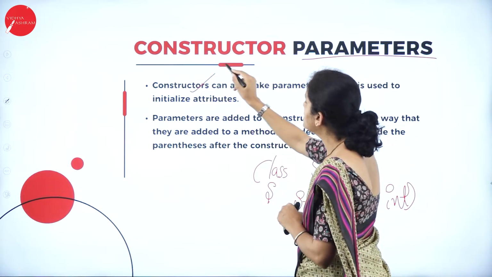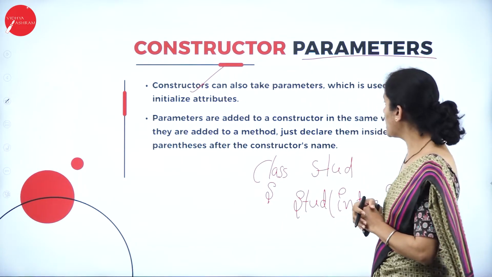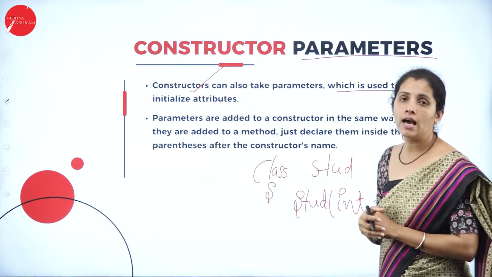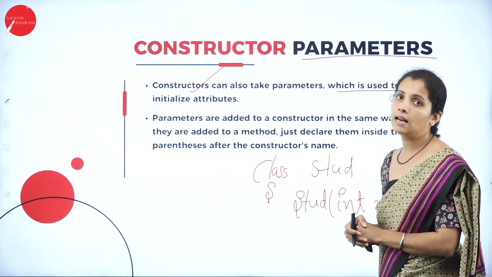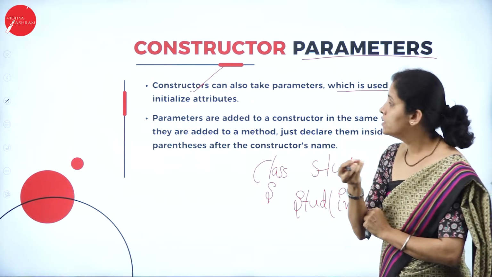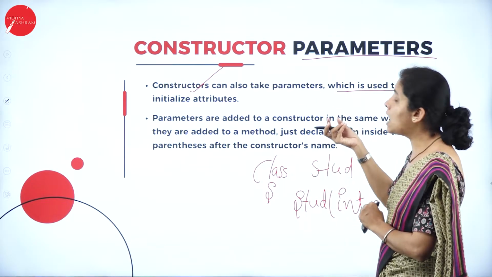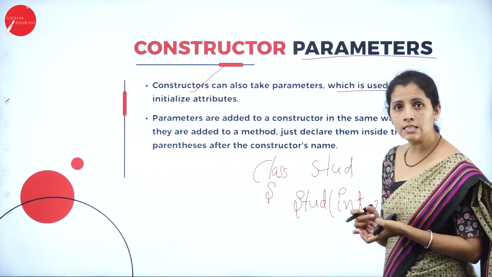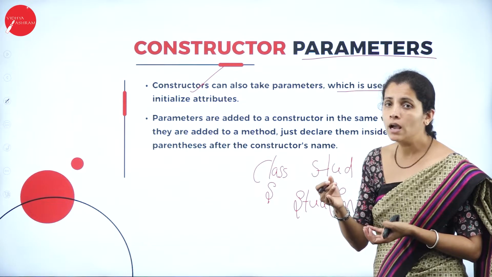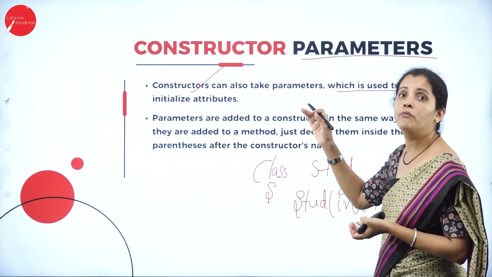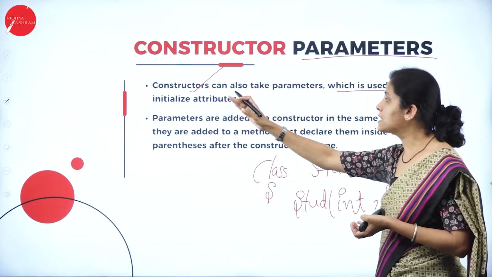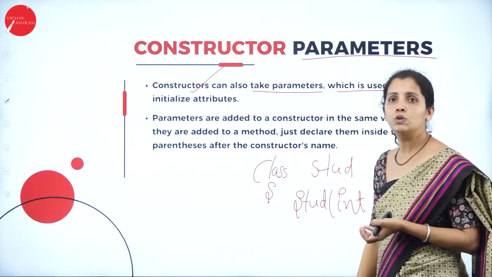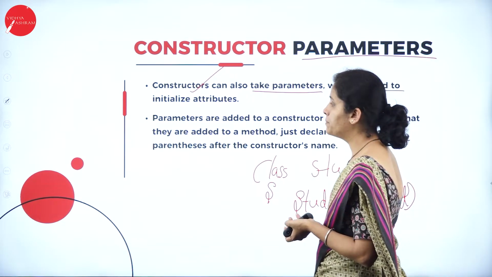So constructors can also take parameters, which are used to initialize attributes. Attributes are nothing but the fields. Now the constructors are used to initialize the fields. That means while calling the constructor, I am going to pass the value, and that is assigned to the fields. So a constructor can also take parameters which are used to initialize attributes.